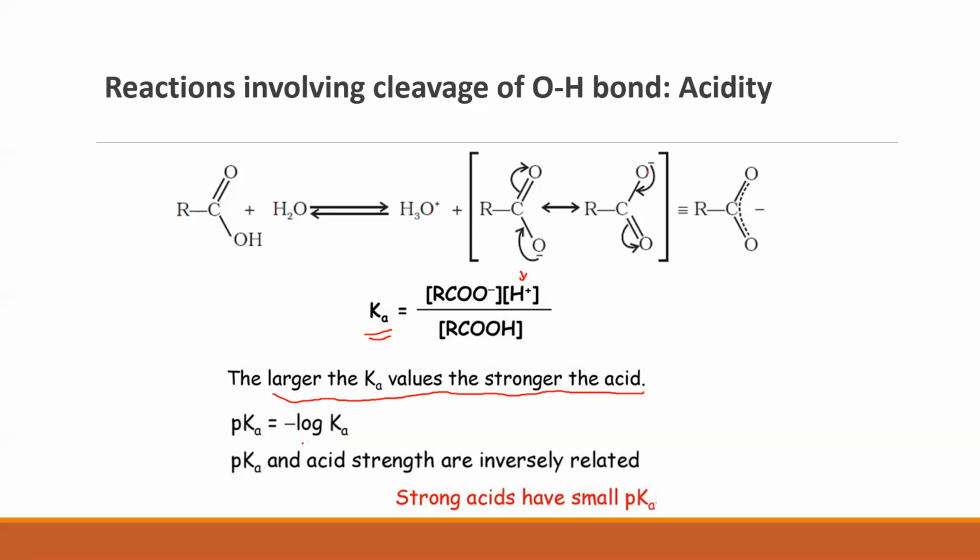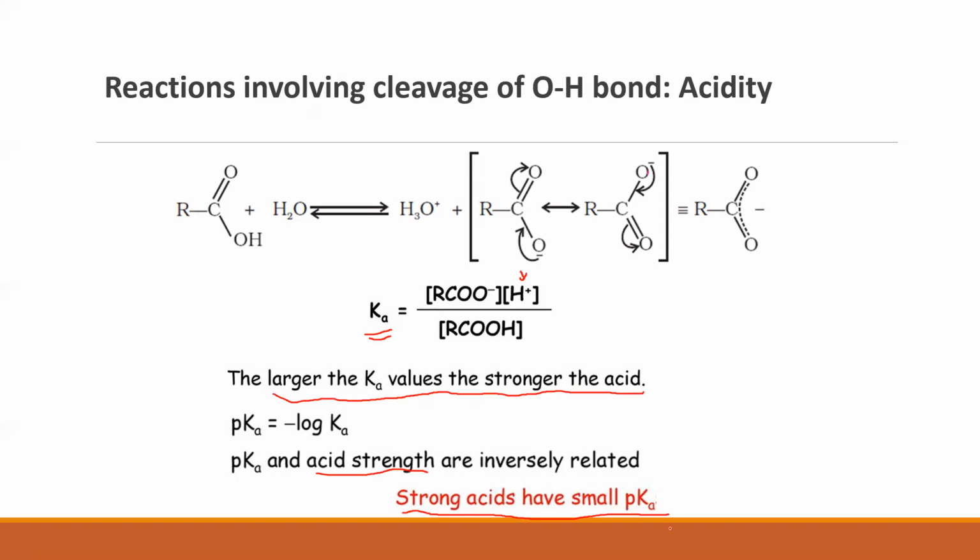pKa and acid strength are inversely related. Clear? Which means smaller the pKa value, stronger the acid. So this is one more term that is used to indicate the strength of an acid along with Ka. In terms of Ka, acid strength is directly proportional. In terms of pKa, acid strength is inversely related.